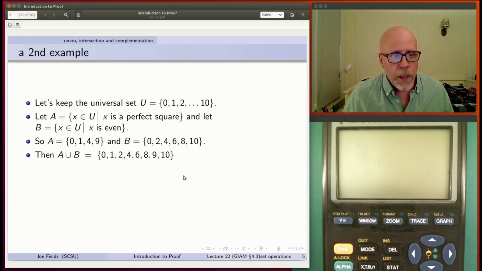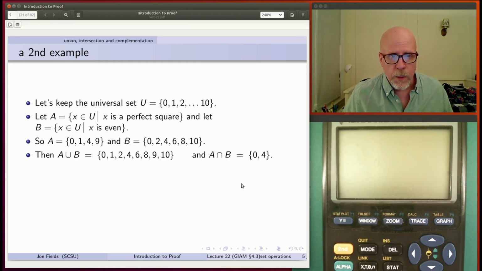Now when we take the union of these, both of them have a 0 in it, so we certainly get 0. A has a 1, so we get 1. B has a 2, so we get 2. Neither of them has a 3, so notice how 3 is not in here. Then 4 comes from both of them. 5's not in either of them. Cool. 6 comes from B. 8 comes from B. 9 comes from A. And finally 10 from B. So I think we got that right. That's the union.